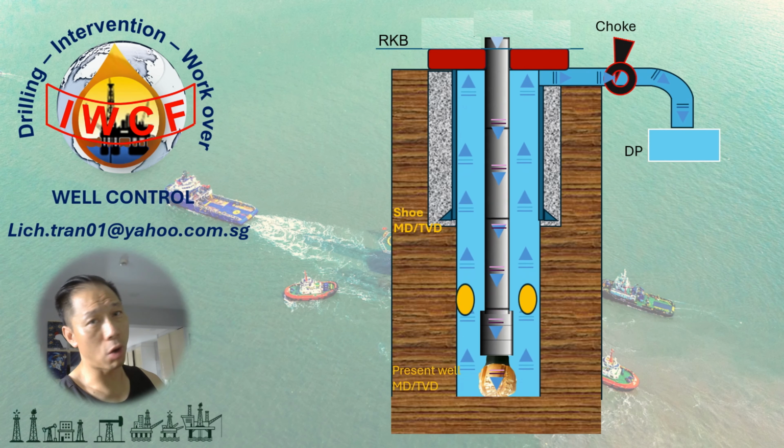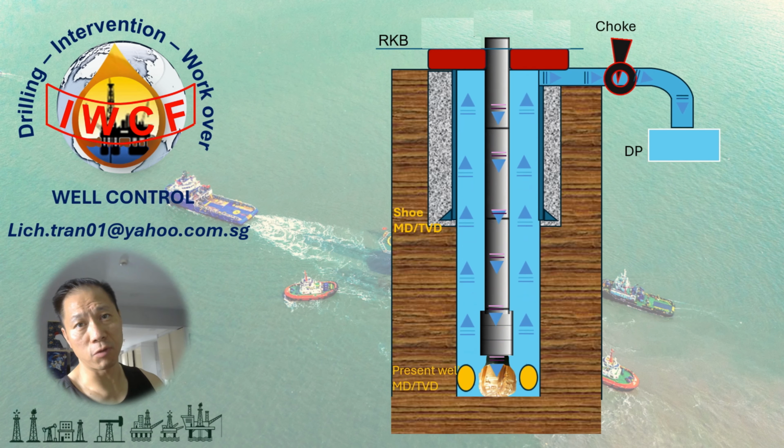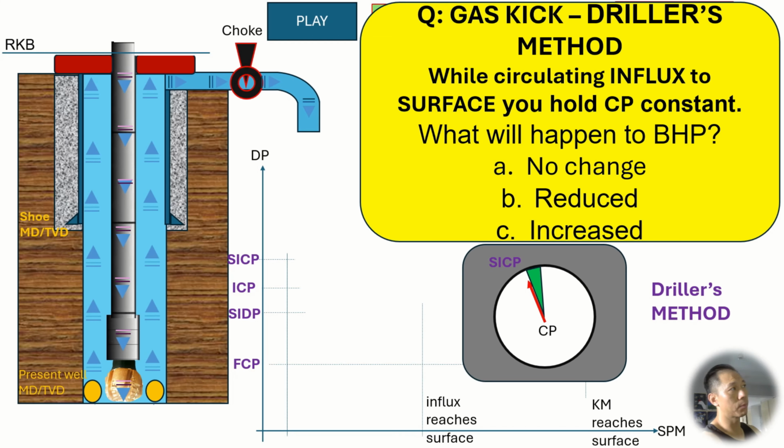Hereafter we will examine a question in the IWCF test for level 4. Using the Driller's method, circulate the influx in the annulus in the first circulation, right? While doing that, they want you to hold the casing pressure gauge constant, and they ask what will happen to the bottom hole pressure of the well. Let's get deep into it then.